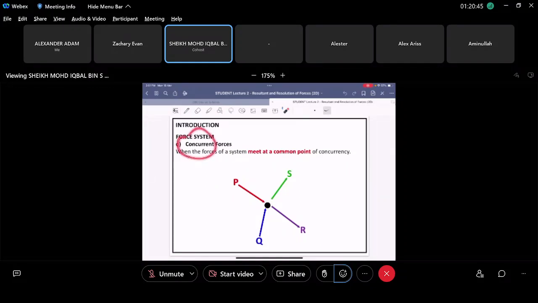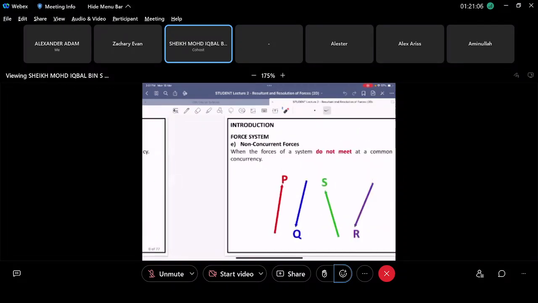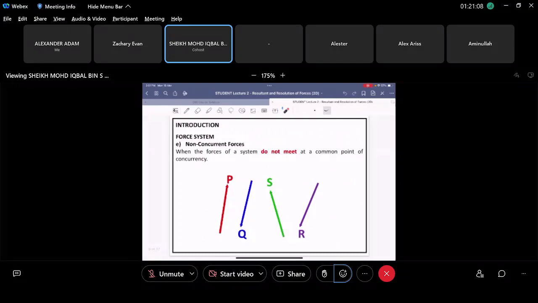For concurrent forces, it means that they meet at a common point of concurrency, right? It means that all the forces meet at a single point. So this single point here is where all the forces meet. This is why it's called concurrent force. It meets at the common point of concurrency. All right. And then for non-concurrent forces, they do not meet at any common point, right?